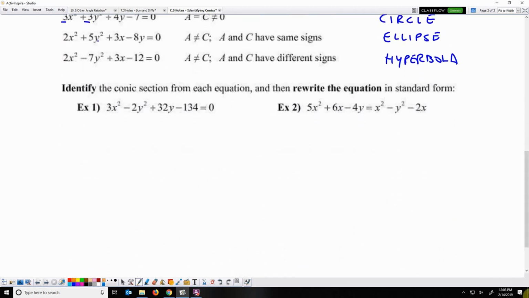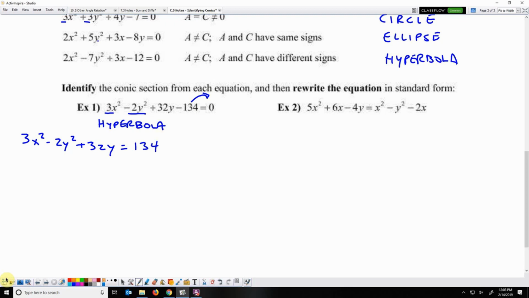Okay, so identify the conic section, then rewrite it in standard form. So we have both squared terms here, but they have opposite signs. That makes it a hyperbola. So to write it in standard form, the first thing I want to do is move this 134 to the other side. So I've got 3x squared minus 2y squared plus 32y equals positive 134.